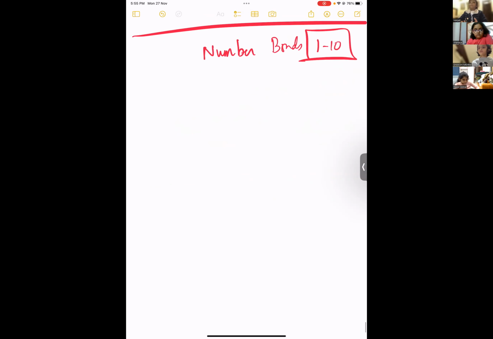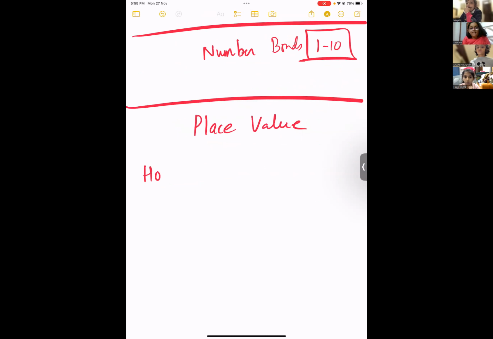Now we are moving on to something difficult. This was just a practice. So Samaira, now it's going to be a little challenging, but maybe not for you. Next, I'm doing the concept of place value. First question is, how many tens make a 78? How many tens will make a 78?